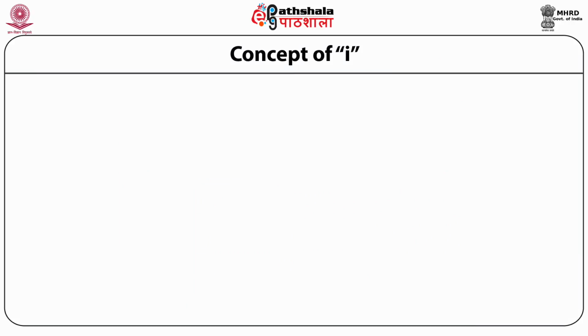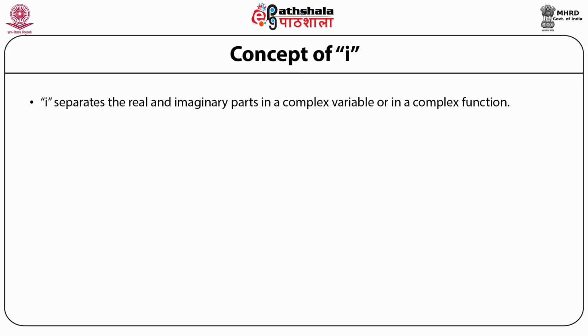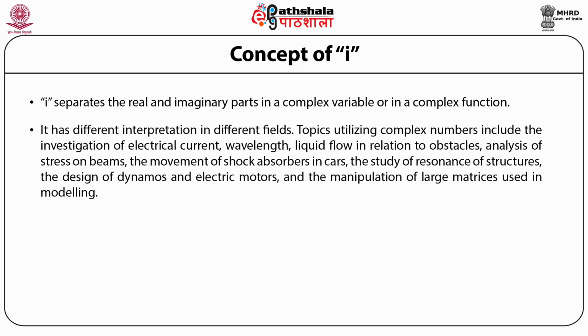We are going to see the concept of I. I denotes or separates the real and imaginary parts in a complex function or a variable. It has different interpretations in different fields. Topics utilizing complex numbers include the investigation of electrical current, wavelength, liquid flow in relation to obstacles, analysis of stress on beams, the movement of shock absorbers in cars, the study of resonance in structures, the design of dynamos and electrical motors, and the manipulation of large matrices used in modeling.